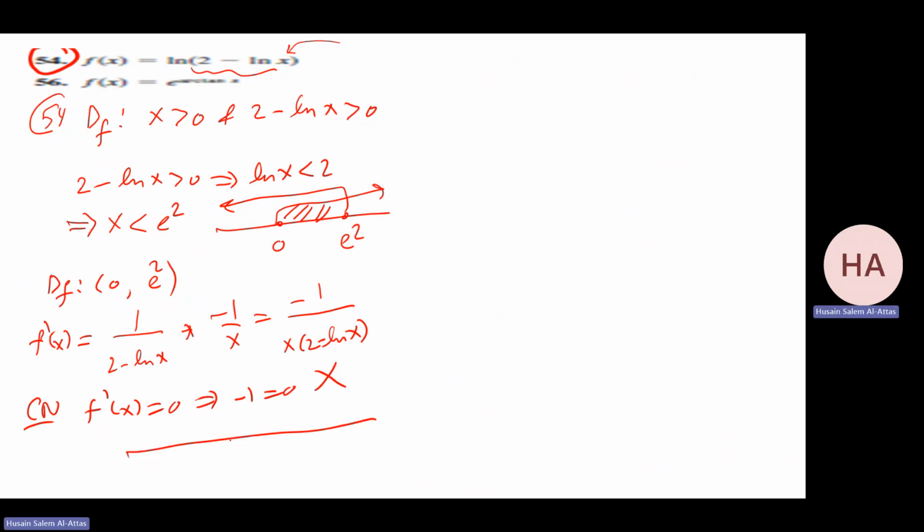So now I'll check the sign. This is 0. This is e squared. I need to check a value, say 1. At 1, it will be negative. So the function is always negative. So it's decreasing from 0 to e squared, which is the entire domain, and there is no relative extreme, no local extreme.